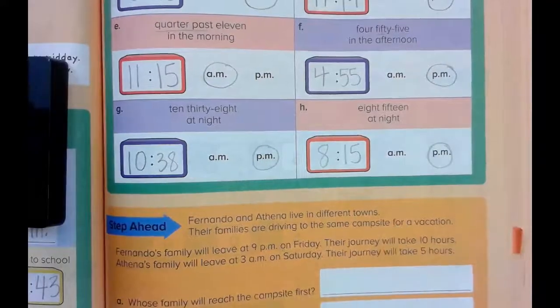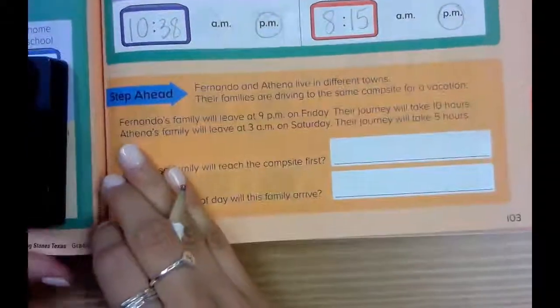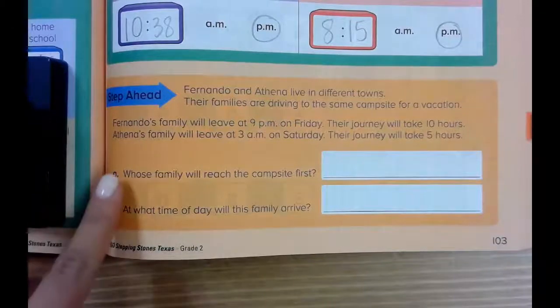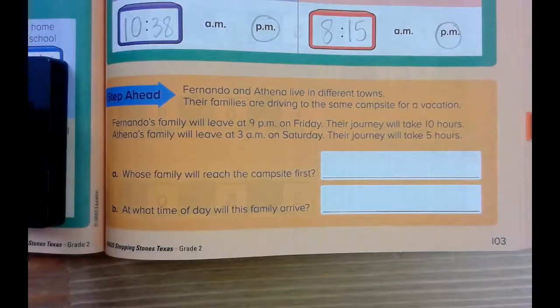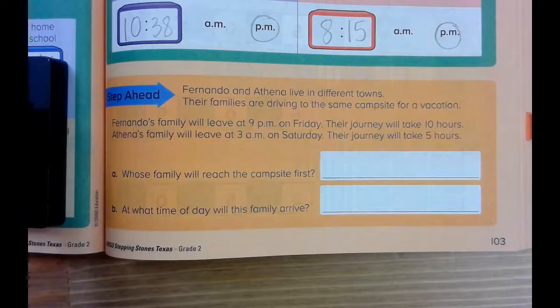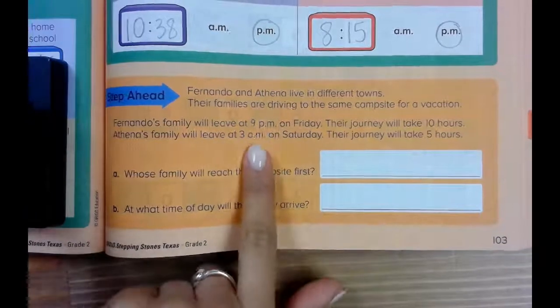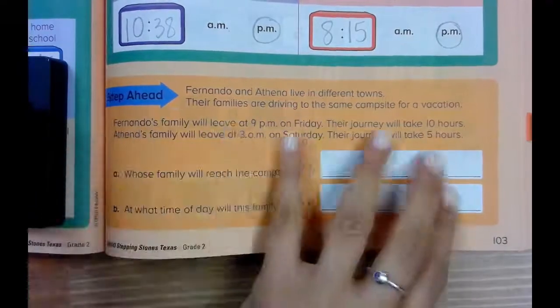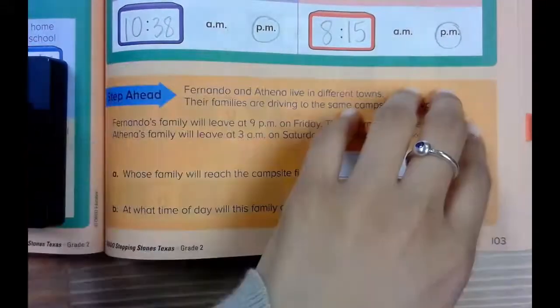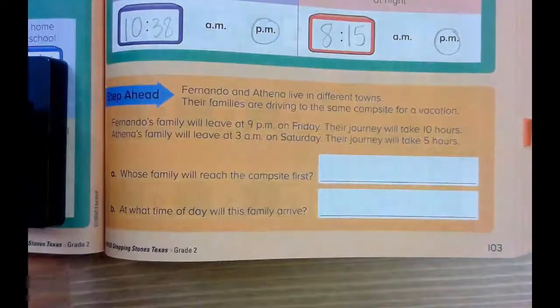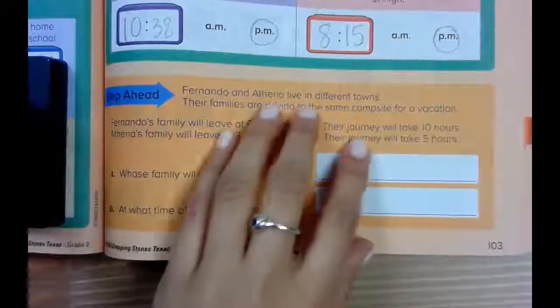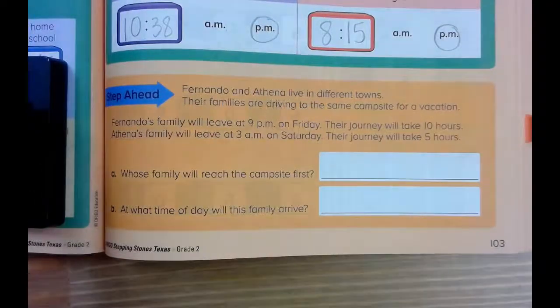Now you're going to look at the step ahead below. You're going to read the problem, and you're going to answer the 2 questions. Make sure you're paying attention to exactly what it's asking you, because one of the times starts at PM and one starts at AM. Make sure you're adding correctly. Once you have finished the step ahead, take a picture of only the step ahead. I don't need to see up at the top on number 2, and I also don't need to see number 1. So make sure that you're only taking a picture of the step ahead down here. And when you have done that, upload it into your assignment.